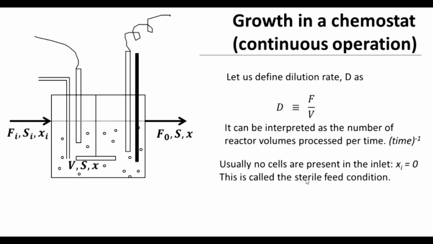Usually, there are no cells present in the inlet of the chemostat, and this condition is called a sterile feed condition. In the feed, there are no cells, it is sterile. This is the usual mode of operation, unless you are using a chemostat in a different way, maybe attached to another chemostat, attached to another bioreactor. Those are different. Standalone chemostats usually don't have an inlet cell concentration. There's just substrate in the inlet stream.